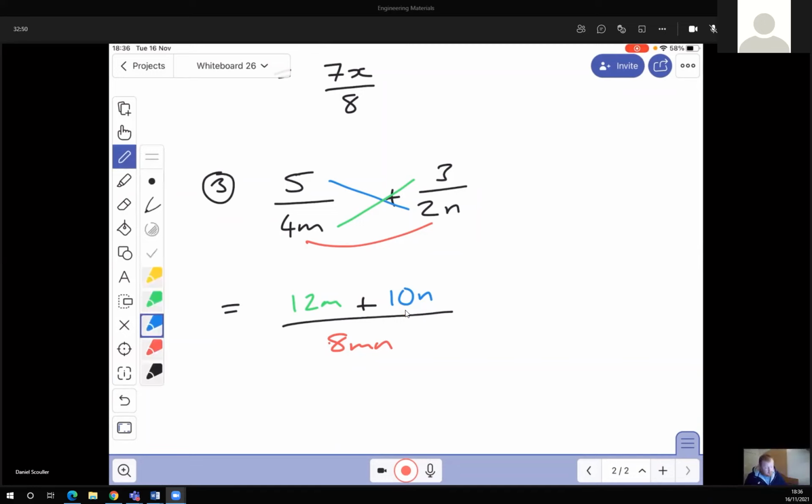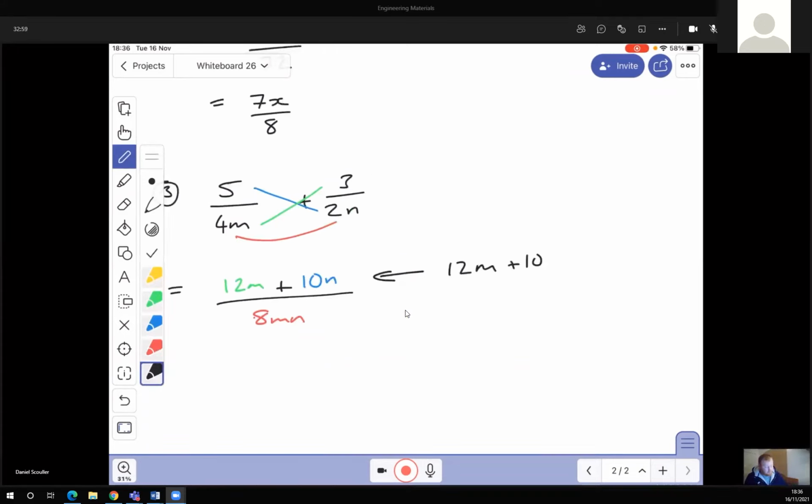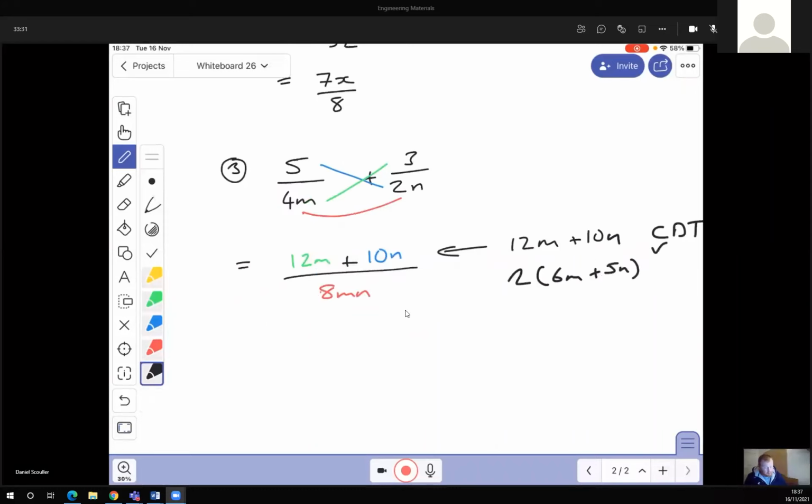So we need to simplify that top line. We've got a top line 12m plus 10n, and we're going to carry out CDT. So common factors, the first one we're going to look at. Algebraic expression. Common factor, yes. 2 goes into the first one, 2 goes into the second. So we can take 2 out as a common factor. So we've simplified that term down. Now we can put that back in.